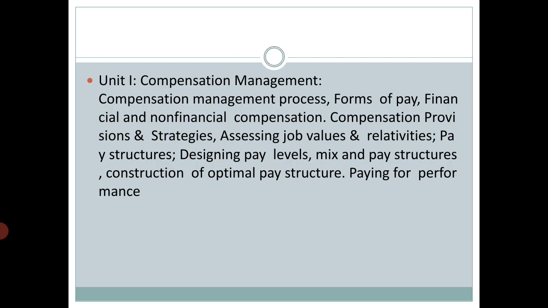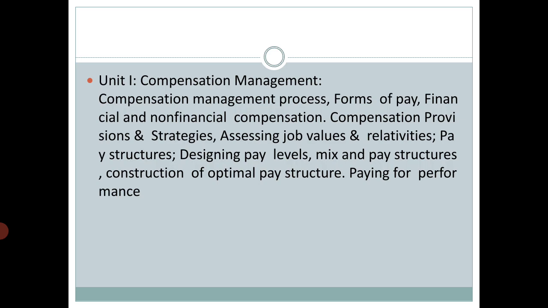In compensation management we will go through the compensation management process, then forms of pay, then financial and non-financial compensation. Then compensation provisions and strategies, then assessing job values and relativities, then pay structures, designing pay levels, mix and pay structures, construction of optimal pay structure, and then paying for performance. We will go through all these things.